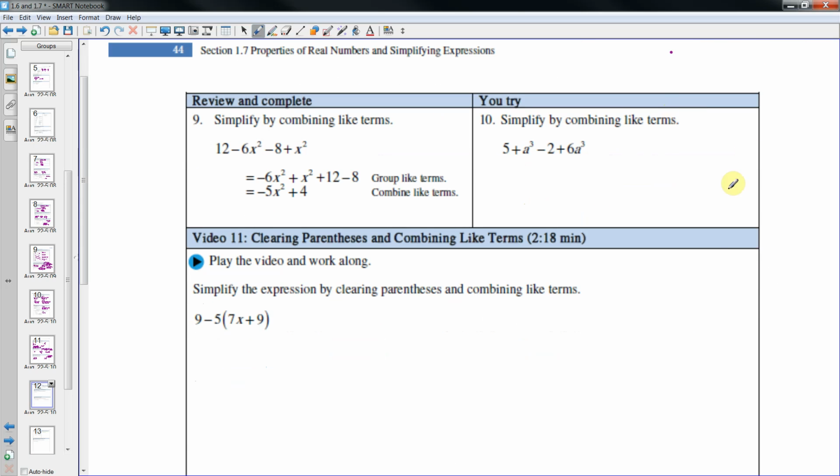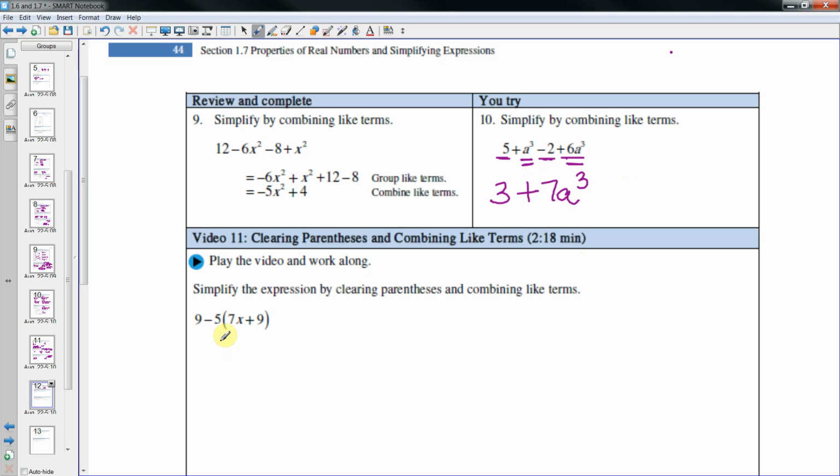Okay, so again, here's some more. Let's decide what's like terms. I have a 5 and I have a minus 2. Those are like terms, and so 5 minus 2 is 3. I have a 1a cubed plus a 6a cubed. 1 plus 6 would be 7a cubed. And you'll notice as I'm doing these, I'm drawing lines underneath them. When I have a long string, it just helps me keep track to draw lines under the like terms, just so I don't end up skipping one at the end.